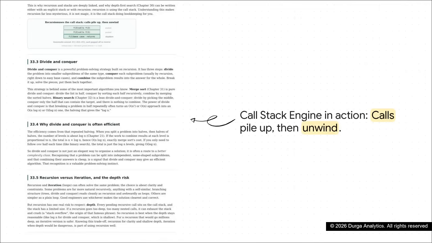And this really shows the engine in action. Function 3 calls function 2, which gets pushed. Function 2 calls function 1, pushed again. Then function 1 hits the base case and stops. From there, the results unwind completely backwards, F1 to F2 to F3, popping off the stack one by one.